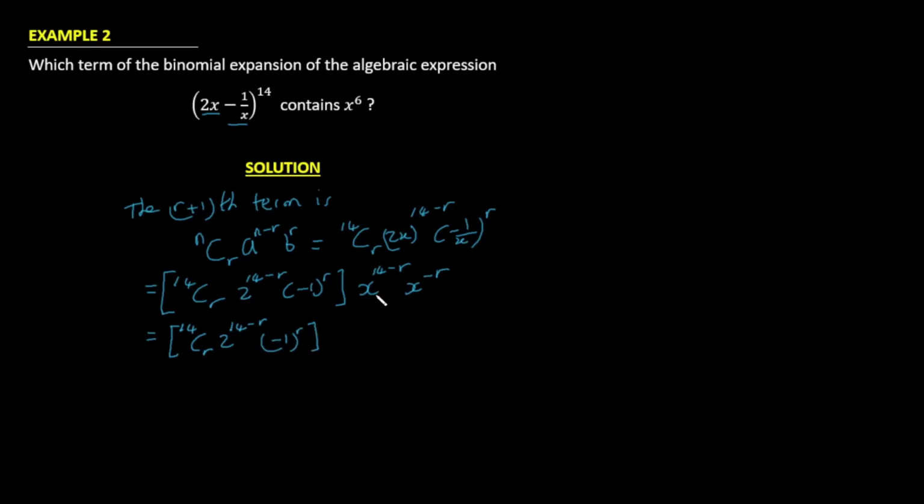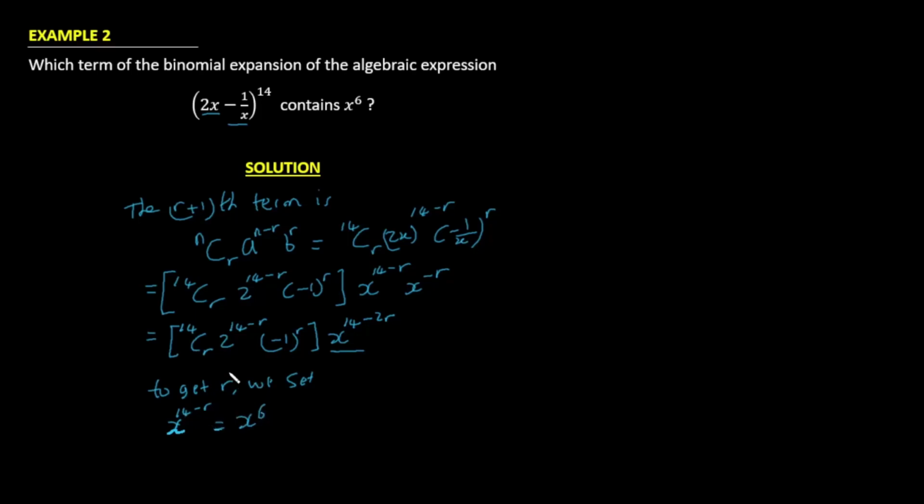Then combine these two using the law of indices. That will be 14 minus r minus r, which gives me 14 minus 2r. So the next thing we need to get is r. We set this part here, which is x to the power of 14 minus 2r, to be equal to x to the power of 6, because this will allow us to get the term that has the power of 6.